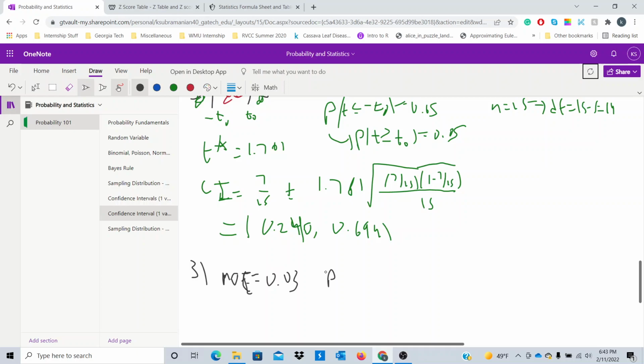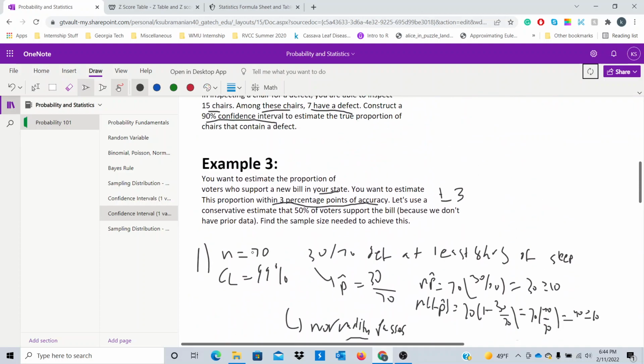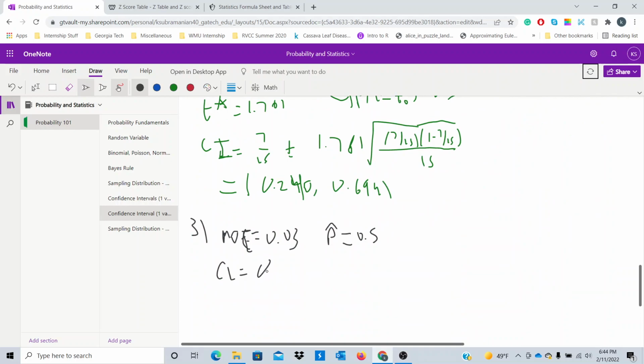We will also use our conservative estimate. So p hat is going to be 0.5 because we assume 50% of voters support the bill while 50% oppose the bill. And we also know that our confidence level is going to be, in this case, I'm going to use the confidence level of 95%. I know I didn't type it in the question, and I'm sorry that I omitted it, but for this question, we're going to assume a confidence level of 95%. So confidence level is 0.95.